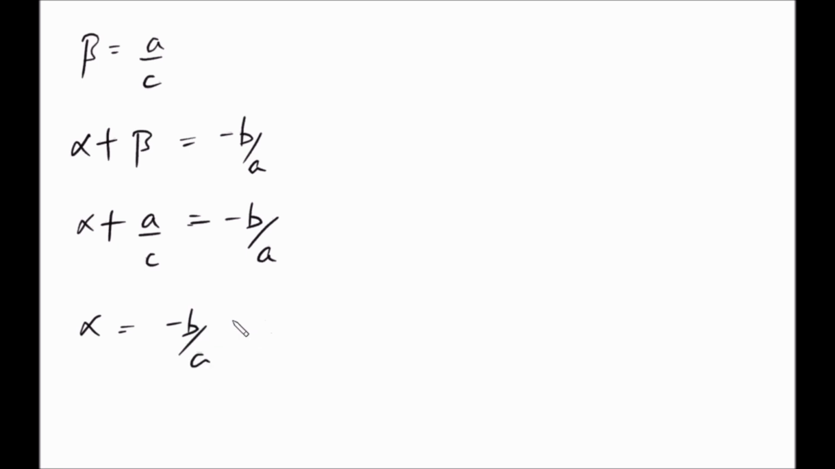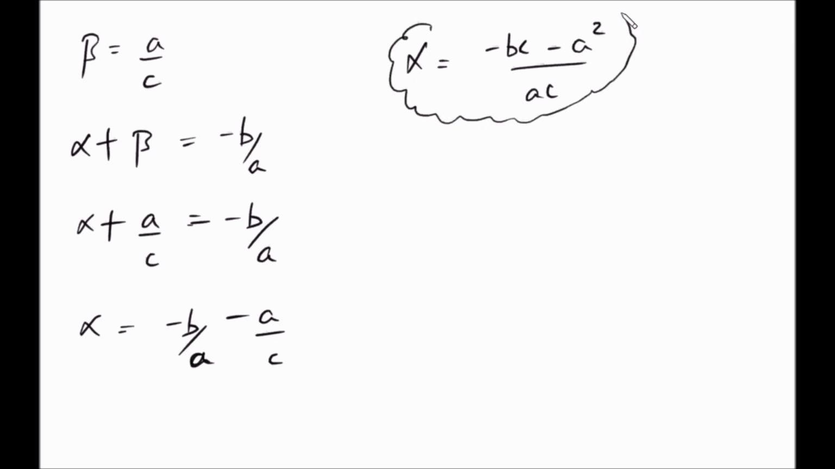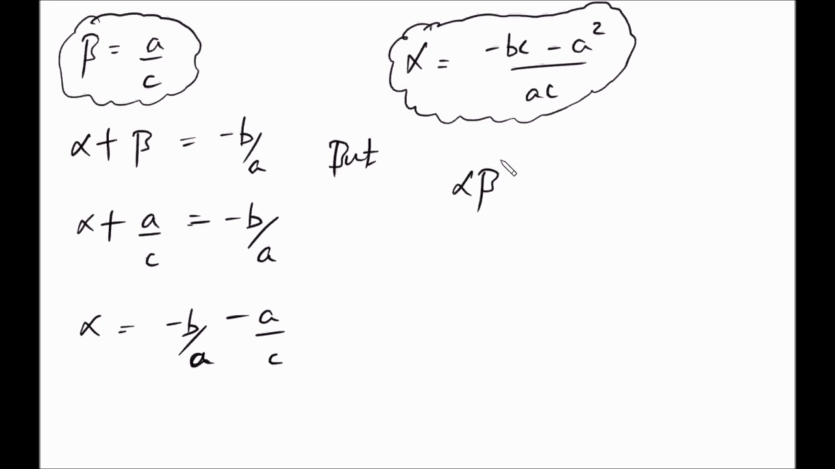Now alpha plus beta is equal to negative b over a. But beta is a over c, so alpha plus a over c is equal to negative b over a. So alpha is equal to negative b over a minus a over c. So alpha is now what? Below we have ac, so we get negative bc minus a squared over ac. So this is alpha, we have found it, and this is beta. But what does he say? He says alpha beta squared is equal to 1.